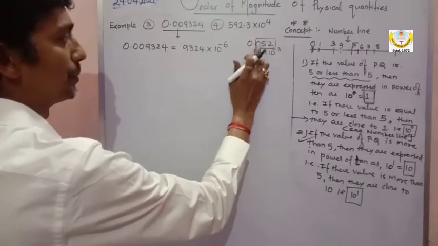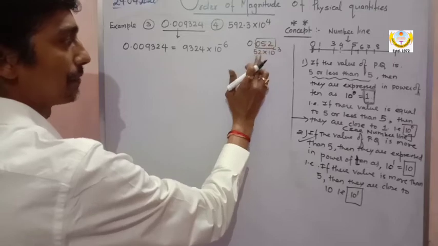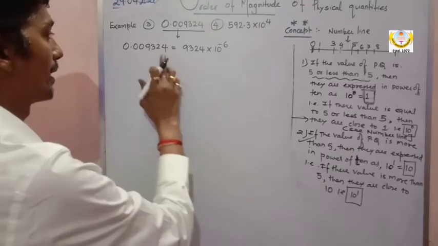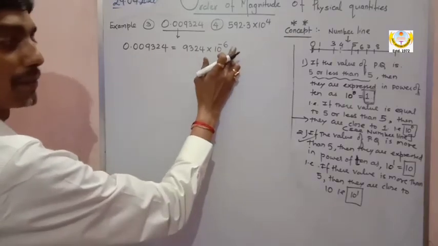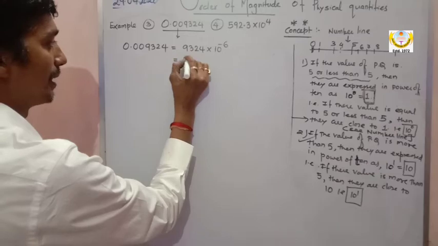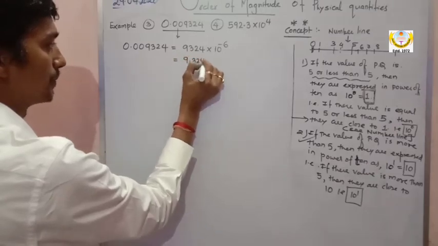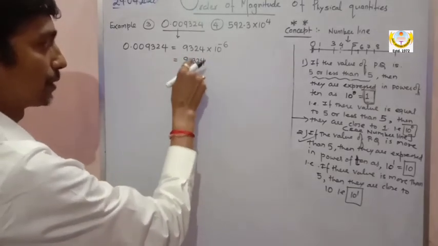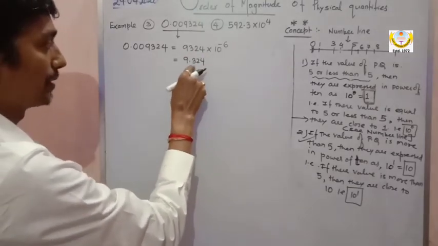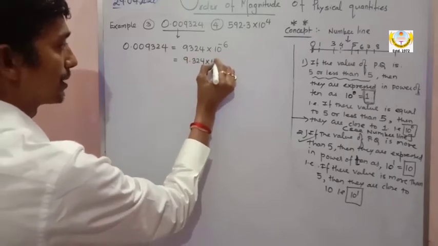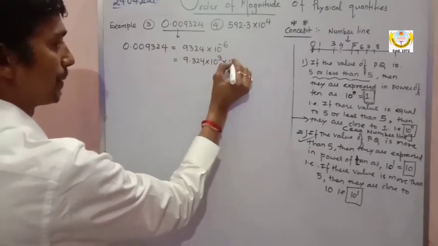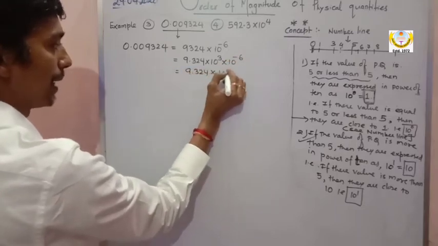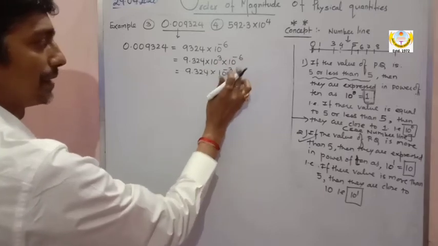So I have written 1, 2, 3. So 52, the last two digits 52, 1, 2, 3, that is into 10 power minus 3. Similarly, my dear, here I can write 9324 into 10 power minus 6. Now this can be written as 9.324, because I cannot challenge my question. So the question is this. I will convert it into one digit: 9.324 into 10 power 3 into 10 power minus 6. So this will become 9.324 into 10 power minus 3. 3 and minus 6 is minus 3.